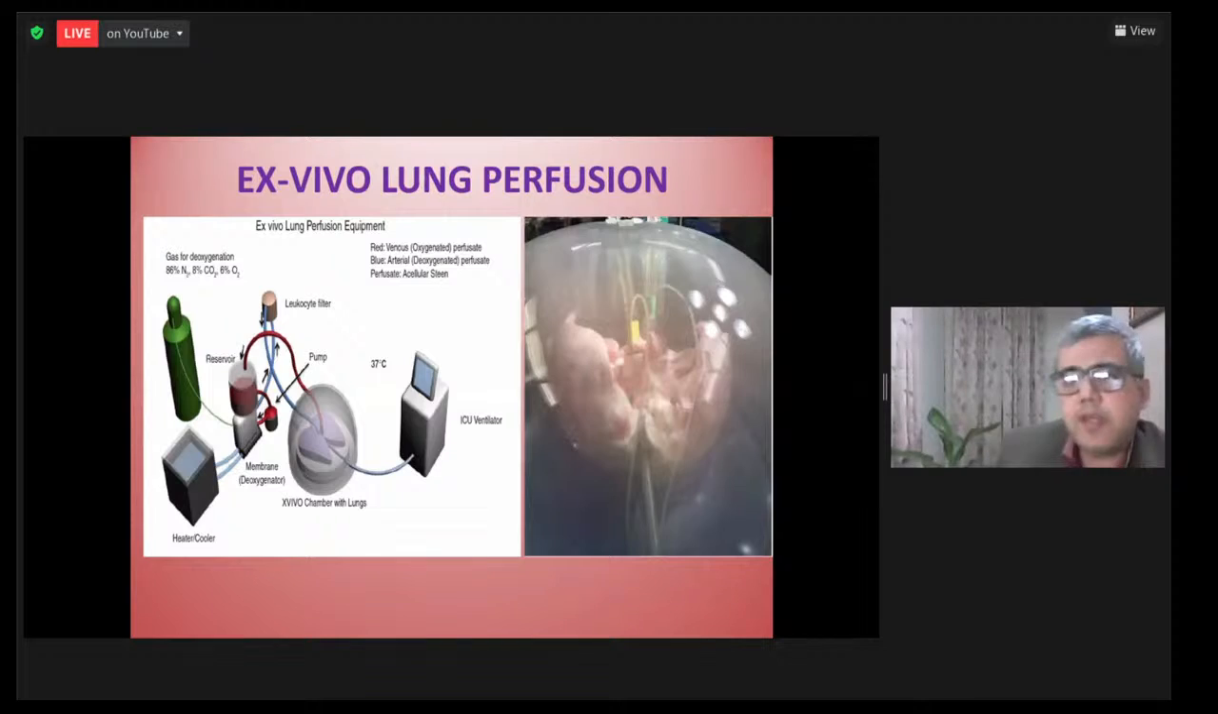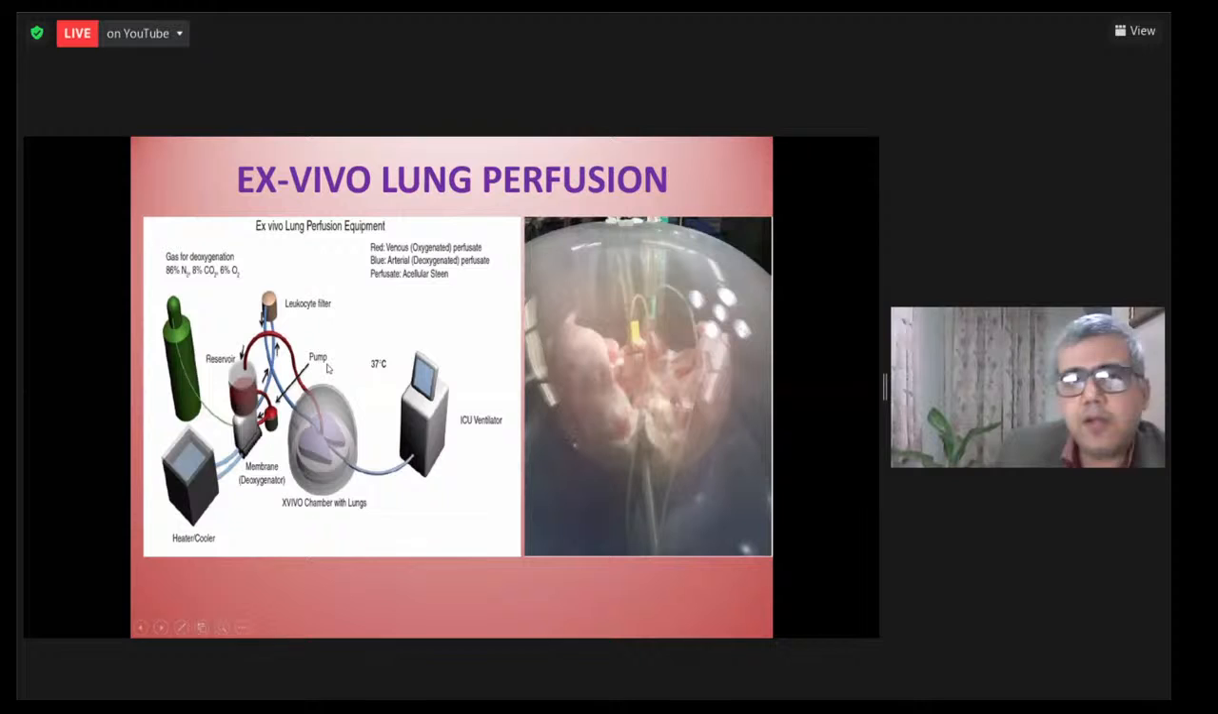Now, once the lung is harvested, it is perfused with a preservative solution. The most commonly used preservative solution in lung transplant is Perfadex. This Perfadex is a low potassium dextran containing solution, which is infused at a temperature of 4 to 8 degrees centigrade. The inflow is through the pulmonary artery, and the outflow is through the left atrium.